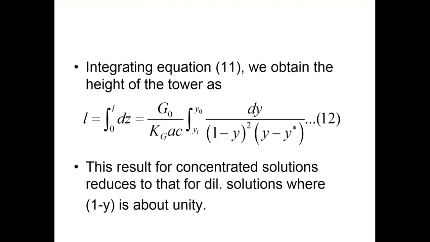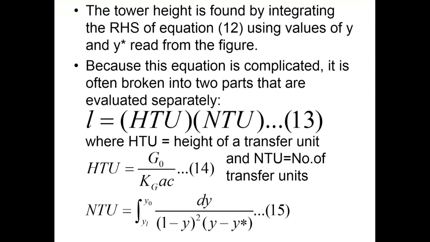Okay. Now, practicing chemical engineers have always considered the height as made of this one part which is named and this second part in multiplication which is also named, and those names are here. G0 by kG a C is called height of transfer unit because it has the units of height, and the integral which is just a pure number, is called number of transfer units, and the product of height of transfer units and number of transfer units, HTU and NTU, is the height of the tower.